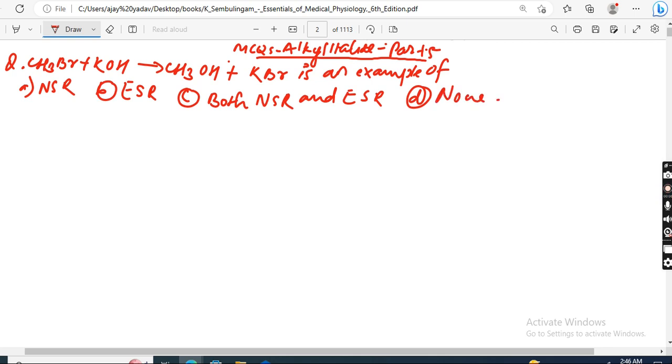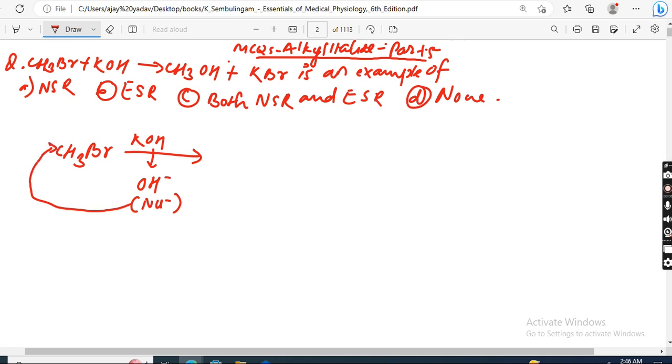Okay, so let us understand this. Look, this is your primary alkyl halide. This will exclusively undergo SN2 mechanism, right? What is SN2 mechanism? Suppose this is your CH3Br, and we react this with KOH. This will give OH minus, right? This nucleophile will attack this from backside, and now this will be CH3, and here it is OH, and this one is Br, right?